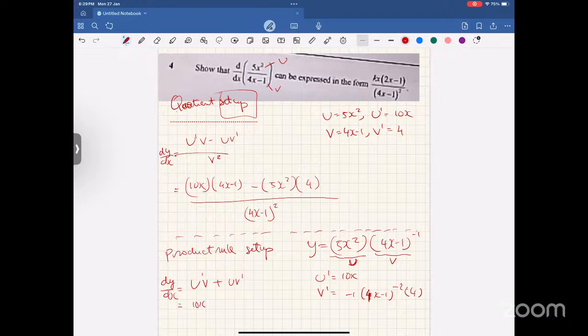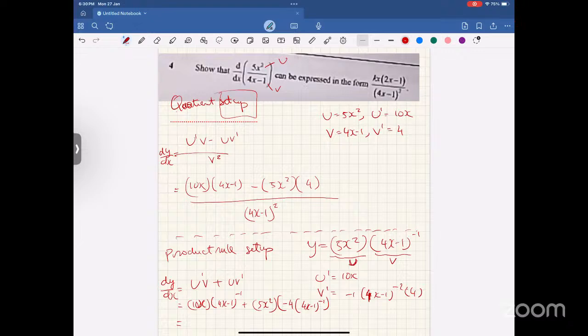Then I'll be doing 10x times V. V is 4x minus 1, plus U, which is 5x squared, times the V prime, which in this case is minus 4x minus 1 minus 2. And then I have to rearrange. Both will actually give me the answer.